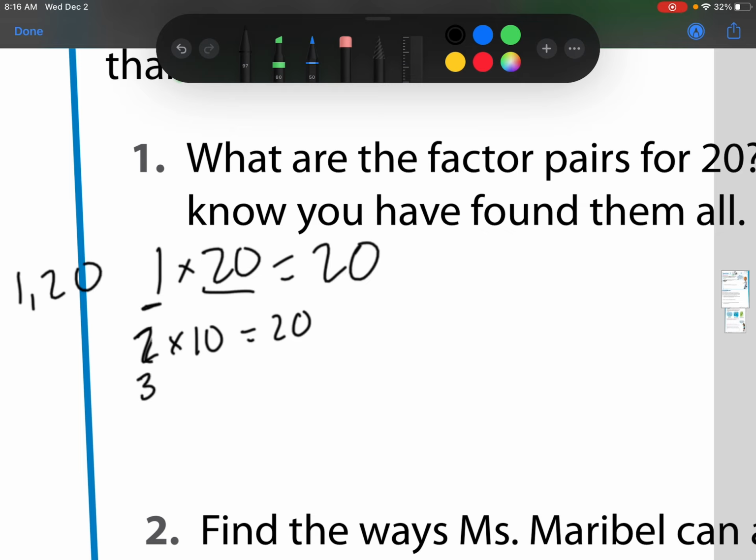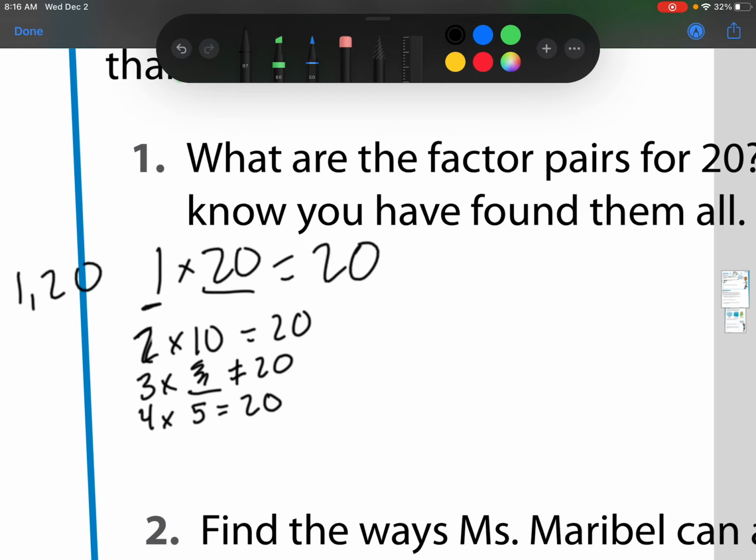What about 3? Well, if I look at my multiplication chart and know my facts, I know it goes 3 times 6 is 18, 3 times 7 is 21. So there's nothing that will equal 20. So now let's go to 4. 4 times what? Well, on my multiplication chart, I see 4 times 5 equals 20.